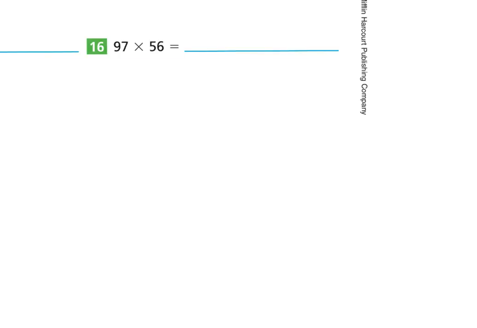Okay, let's do one more example. So if I have 97 and we're multiplying that by 56, we're going to take 97 and break it up into 90 plus 7. Multiply that by 56, which we can break up into 50 plus 6. And again, we're using the distributive property to multiply each of these numbers times each of these numbers, then adding them up. So let's start with our 7.